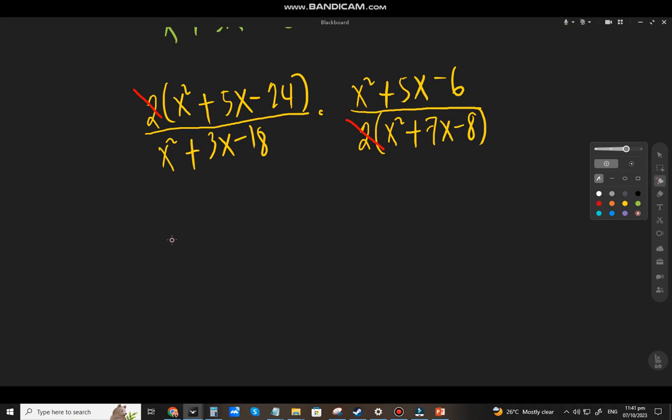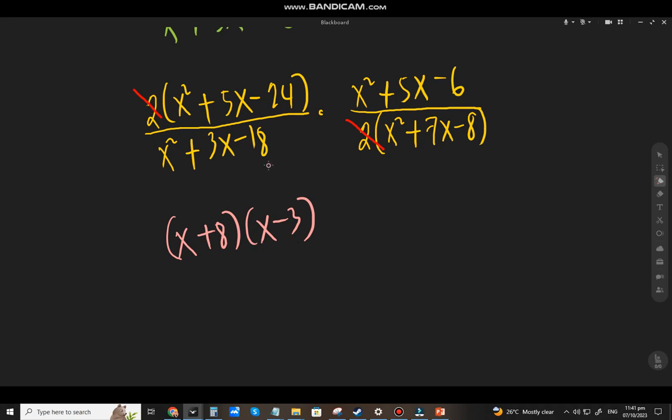Okay, so let's factor this one. X squared plus 5x minus 24. That will be x plus 8 and x minus 3. 8 times negative 3 will be negative 24, and 8 minus 3 is positive 5. Got it.